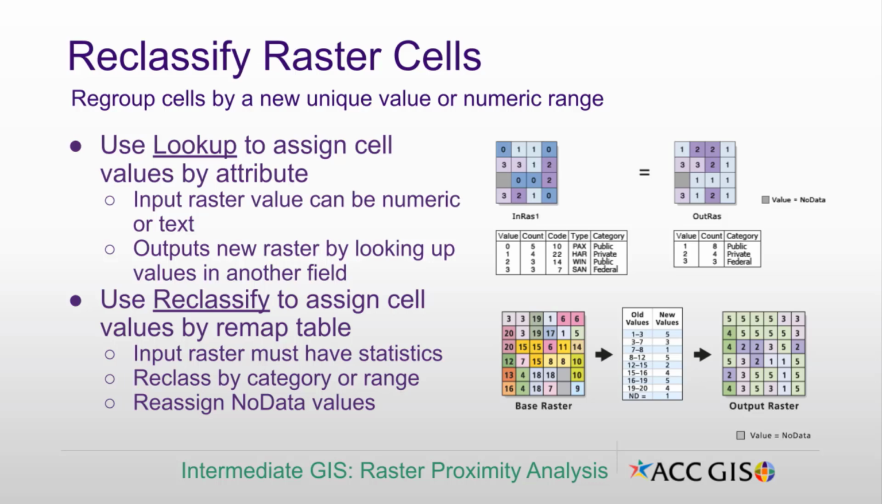In this example, all of the values in the input base raster that range from 1 to 3 are reclassified as 5 in the output raster. And all of the values that range from 4 to 7, for example, are reclassified as 3 in the output raster. Also notice that I've reclassified the no data values from no data to 1 in the output raster.